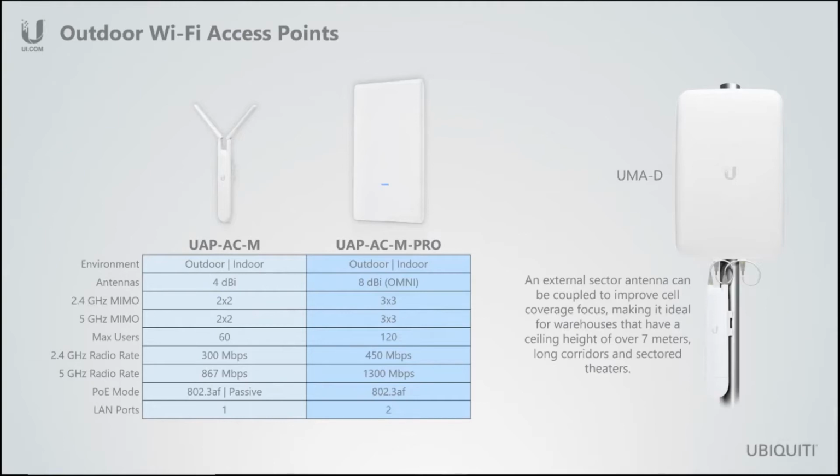It does support fewer users and slower speeds, but it can be very good if you just have a handful of users there. But for larger outdoor settings, where we're expecting around 80, 100 users or so, or even more, we definitely recommend going for the UAP-AC Mesh Pro. It has 3x3 MIMO on both bands, as opposed to the 2x2 MIMO that the UAP-AC Mesh has, and also supports higher aggregate throughput, as you can see in the 2.4 and the 5 gigahertz radio rate.